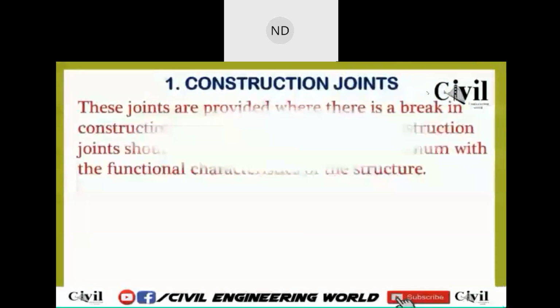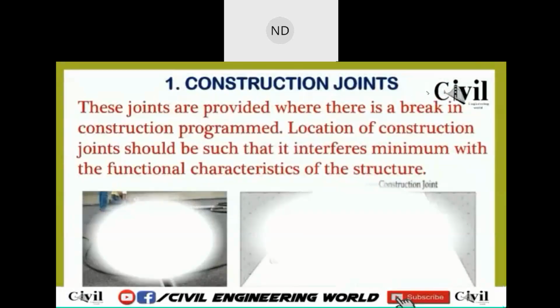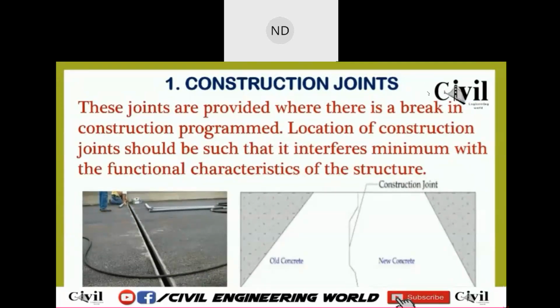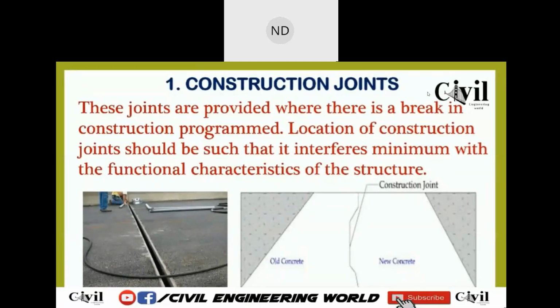First, we are going to discuss the different types of construction joints that we provide during construction. These types of construction joints are provided where there is a break in the construction program. Also, the location of construction joints should be such that it interferes minimally with the functional characteristics of the structure. These construction joints are also provided in places where there is multiple placing of concrete.